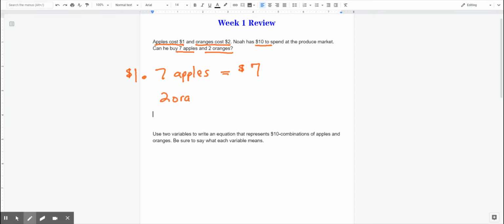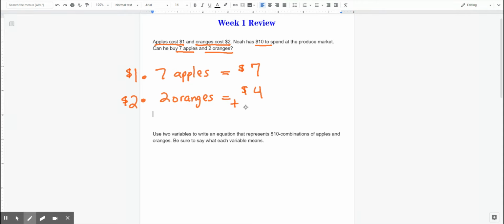And 2 oranges. 2 oranges cost $2 a piece, so that would be a total of $4. And we got that by multiplying the cost of oranges, $2 times how many oranges? 2 oranges, and we get $4.